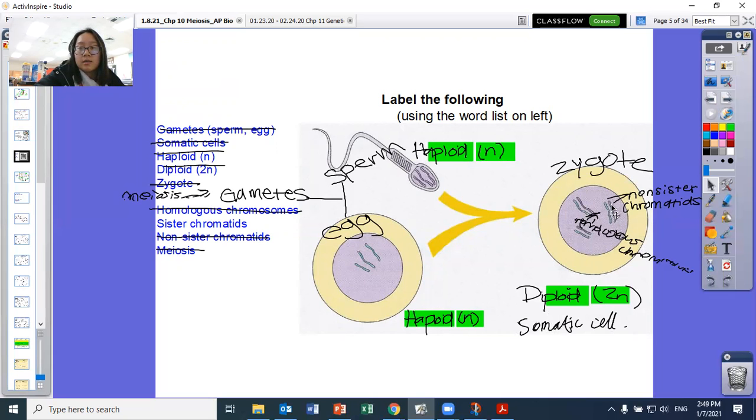Over here, these are non-sister chromatids because they are not from the same chromosome, okay? But they are also homologous chromosomes to each other because they are the same type of chromosome, but one came from the sperm and one came from the egg.